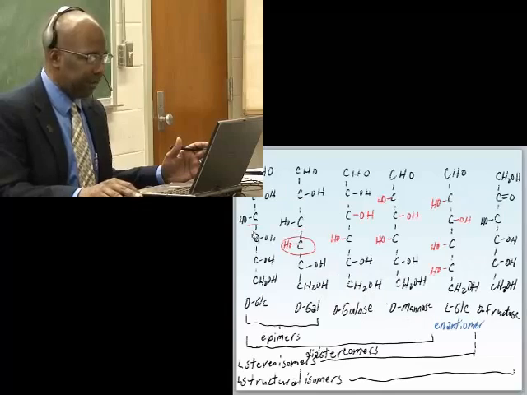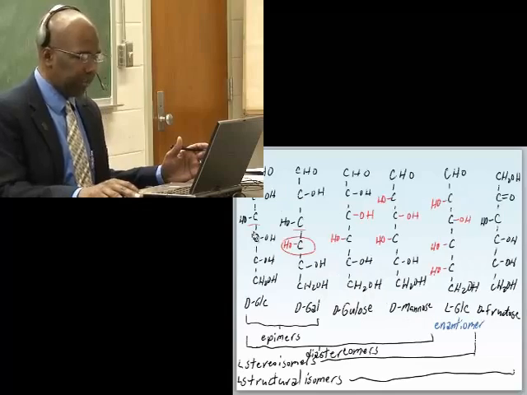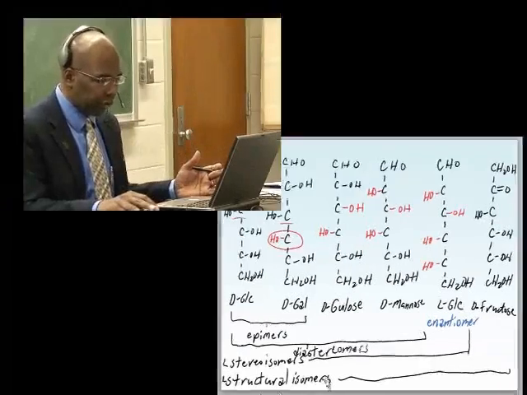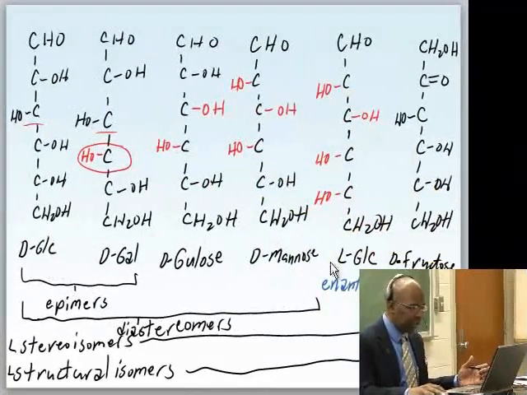Last time, we talked about the different isomers. We have structural isomers, like D-glucose and D-fructose. And then we talked about stereoisomers, like D-glucose and everything else is a stereoisomer, but D-fructose is not a stereoisomer. Then we talked about enantiomers, or perfect mirror images, D-glucose and L-glucose.